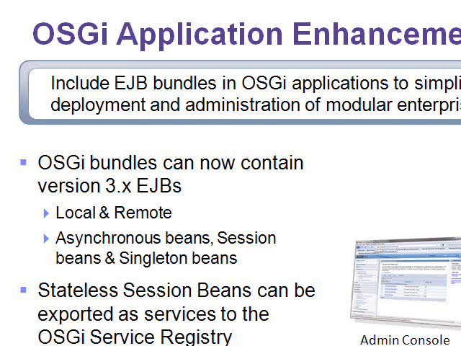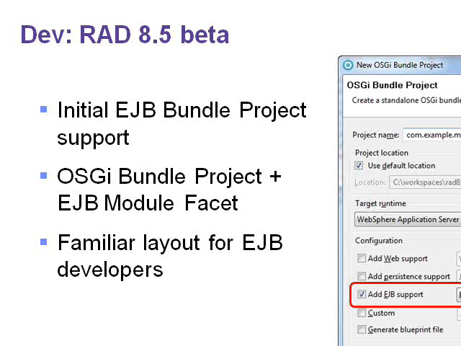Previously, when you were doing OSGi development, you did not have the facility of using EJBs. Now you have 3.x, so 3.0 and 3.1 EJBs can be used as bundles in OSGi application development. Slide 45 shows a RAD snapshot of how you can develop an OSGi application using an EJB artifact or module facet, and RAD has the componentization and facilities to do that.